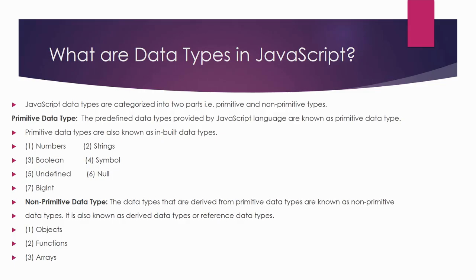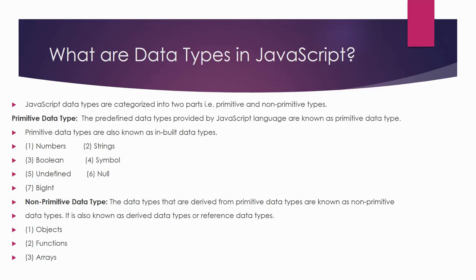Then what are the data types in JavaScript? JavaScript data types are categorized into two parts, that is primitive and non-primitive types. First of all, we see the primitive data types. The predefined data types provided by the JavaScript language are known as primitive data types. Primitive data types are also known as inbuilt data types. The primitive data types are number, string, boolean, symbol, undefined, null and BigInt.